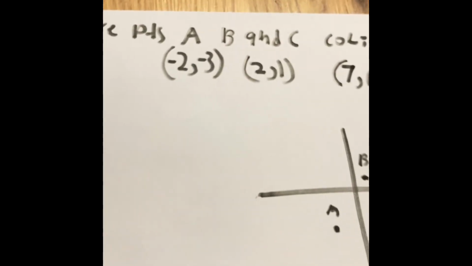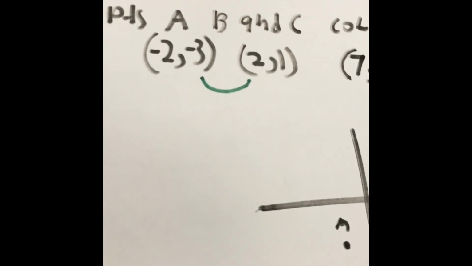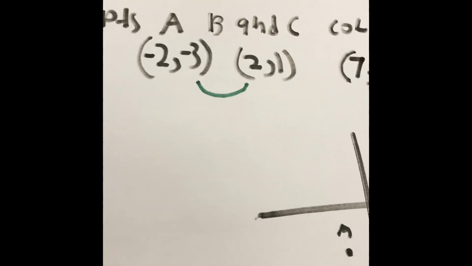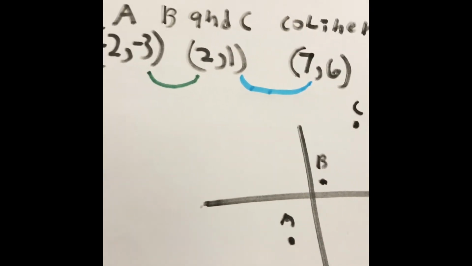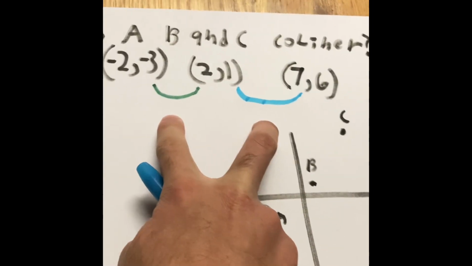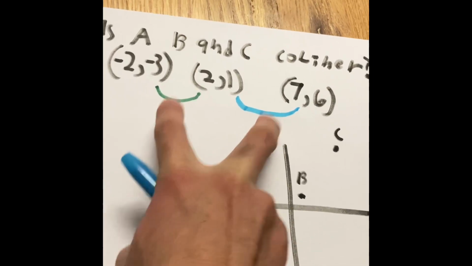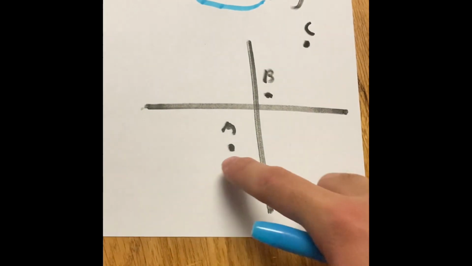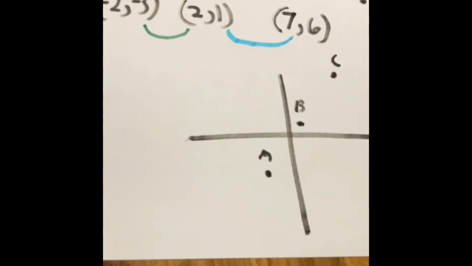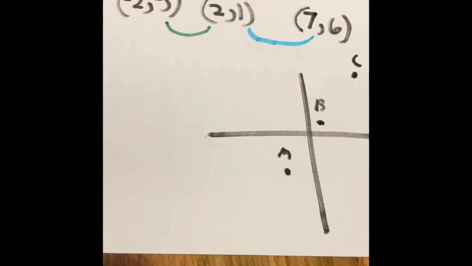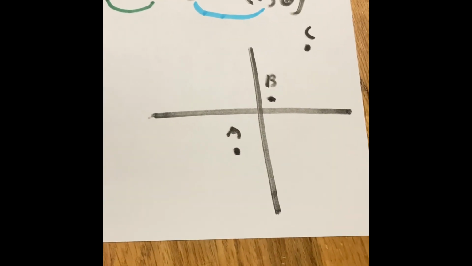We have to find the slope between these two points, and we also have to find the slope between these two points. If the two slopes we get are the same, or equivalent to each other, then that means all these points are going to be on the same line. If not, if there's a different kind of slope, then these points will not be on the same line.